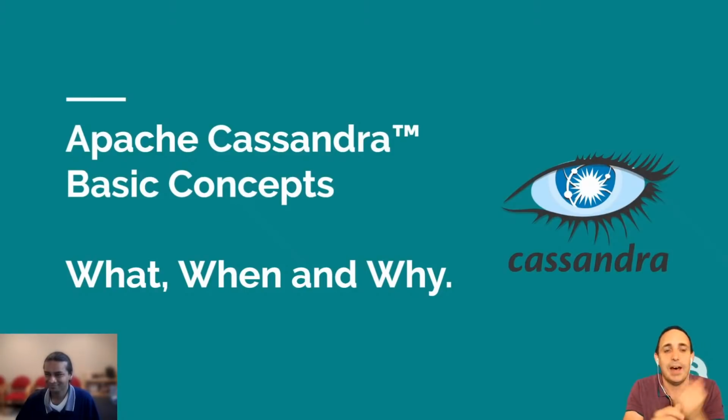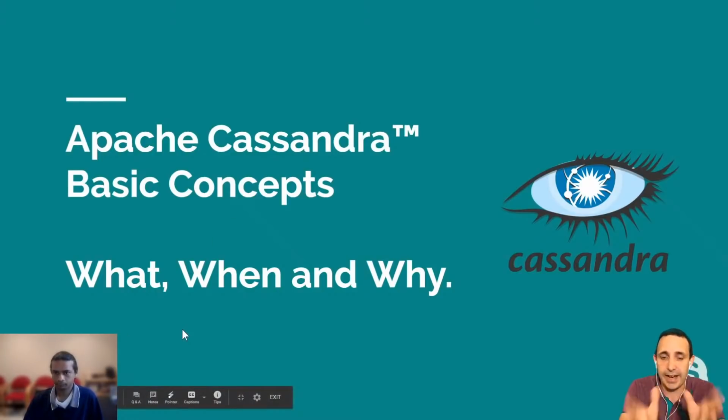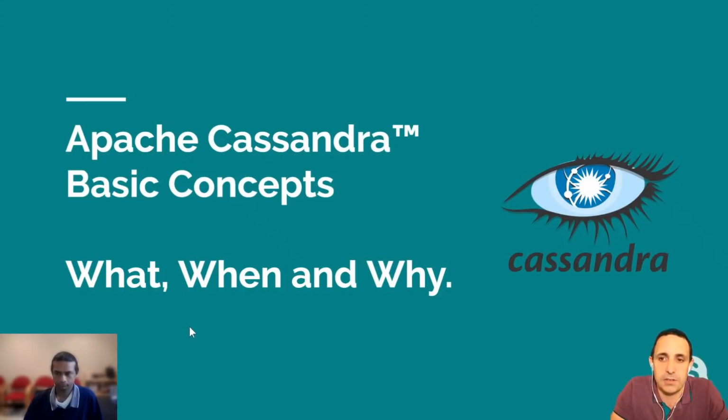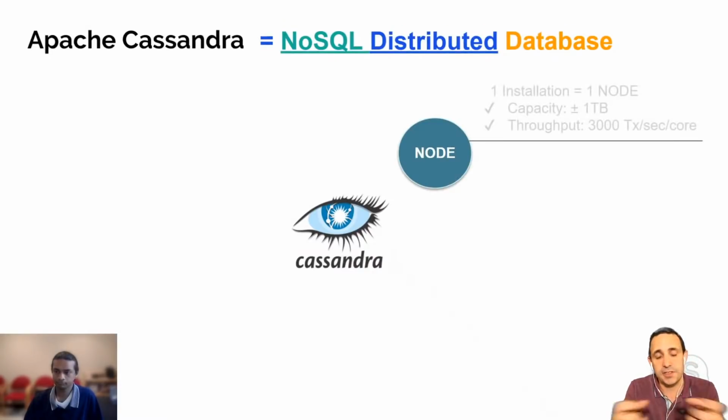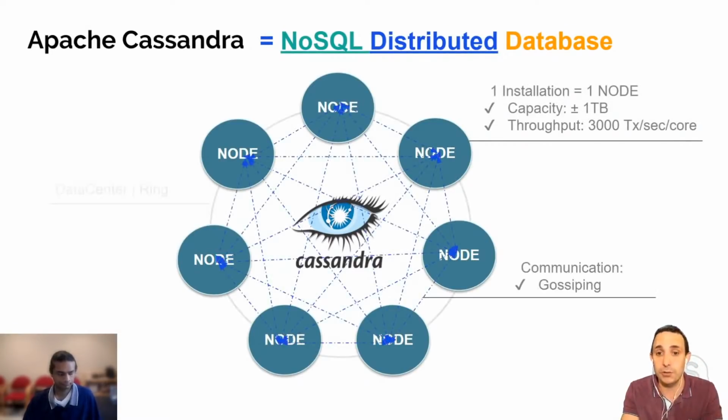So let's move forward. Apache Cassandra is a distributed NoSQL database. Every word is very important. So it's distributed. You can install Cassandra on a single node. A single node can hold about 1 terabyte. You can do more. Cassandra won't block you from doing more, but it will get slower. What we want is a nice little node, 1 terabyte, and up to 3,000 transactions per second and per core. It's distributed, so we want you to have multiple nodes.